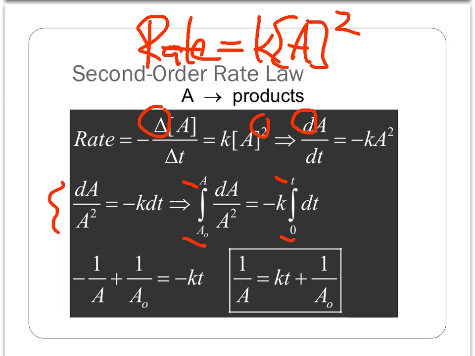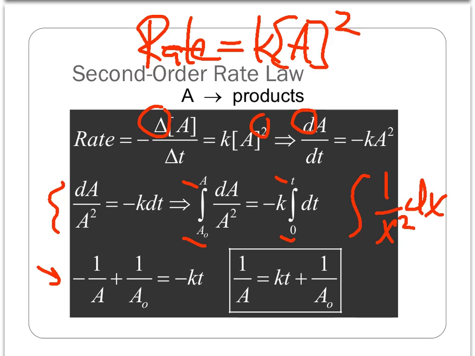Calculus fans may remember that the integral of 1 over x squared dx is negative 1 over x, and that's what we see here with respect to the concentration of A. So the left-hand side of this integration becomes negative 1 over A minus negative 1 over A0, or plus 1 over A0. Then we integrate dt from time 0 to time t. The time 0 just falls off, and the right-hand side becomes negative kt.